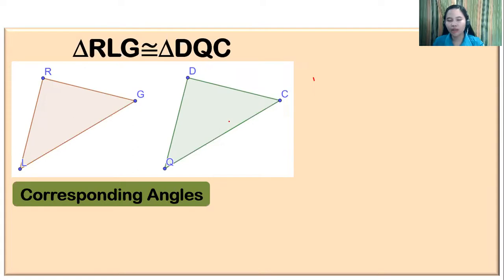Like what I've said, if we have two separated triangles, we can use only one letter. And then, pag magkadikit po, you may use 3 letters. Since magkaiwalay naman po yung triangles natin, we can have one letter. So, we have triangle RLG congruent to triangle DQC. So, the first corresponding angles, we have angle R corresponds to angle D.